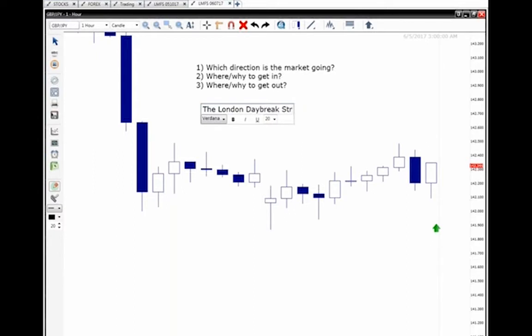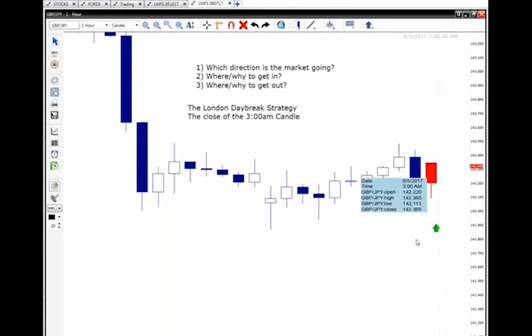Once again, for those of you that may have missed it, this is going to be based off of the close of the 3 o'clock a.m. candle. So effectively, you'll be starting this at 4 o'clock a.m. Eastern time. That's why I'm pointing out my 3 o'clock a.m. candle, because once this candle closes, we're ready to begin the strategy. So let's go ahead and get started.